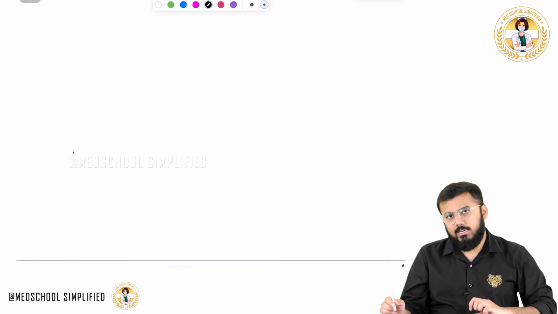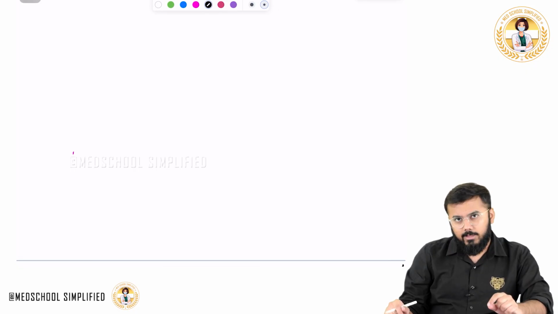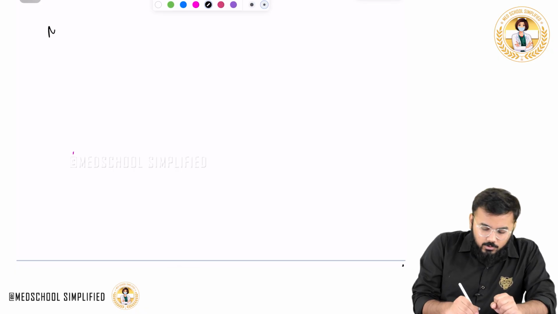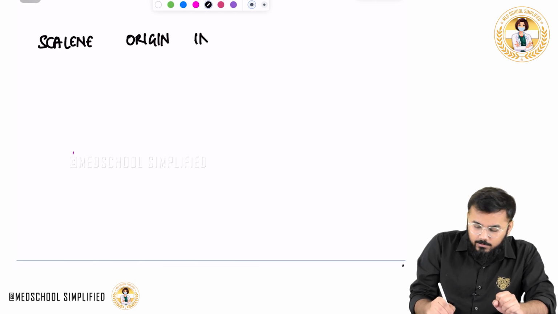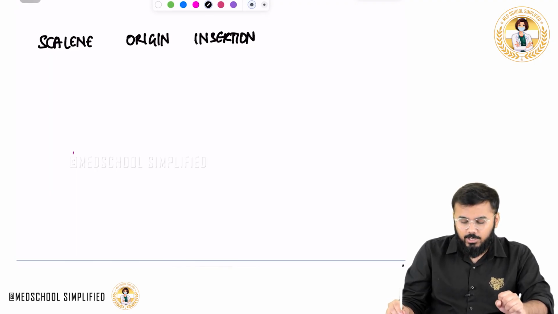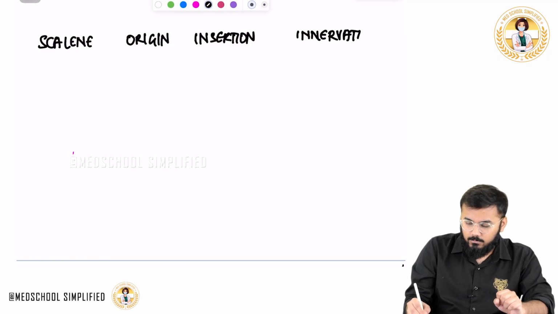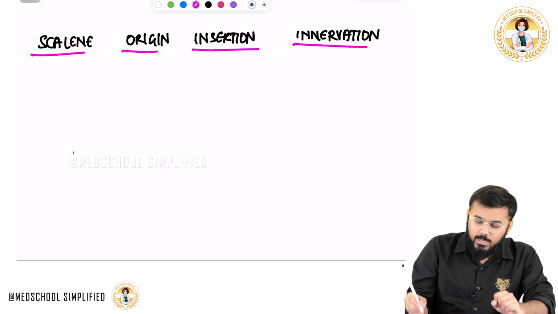So what we will do is write down once again the anterior, middle and posterior, and see where each is inserting, to which rib, where it is starting from, and what is the innervation. So for the scalene muscles, in a box we shall write down the type, origin, insertion as well as innervation.